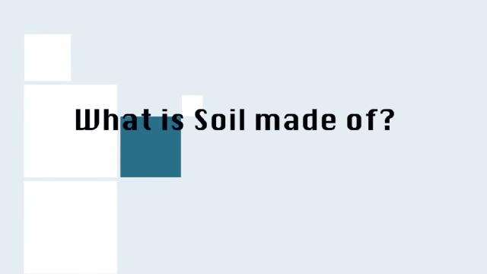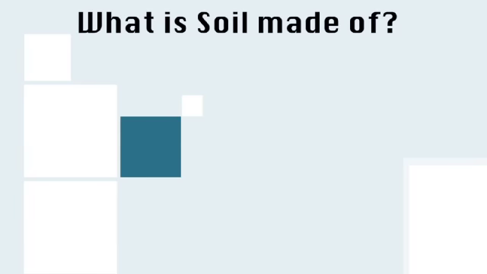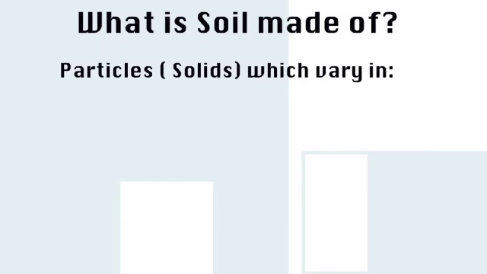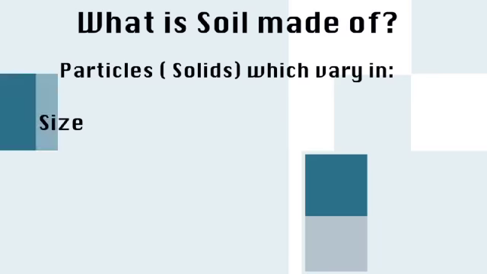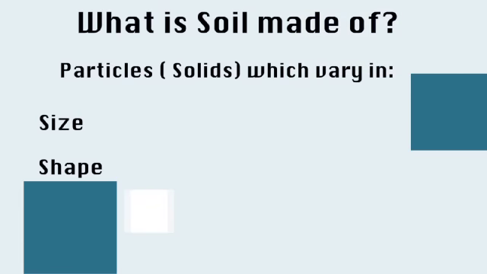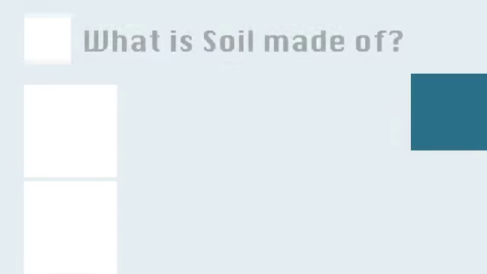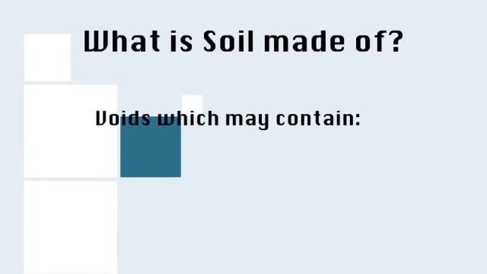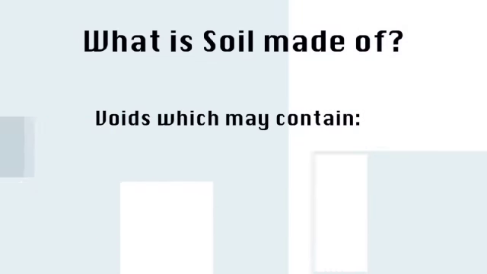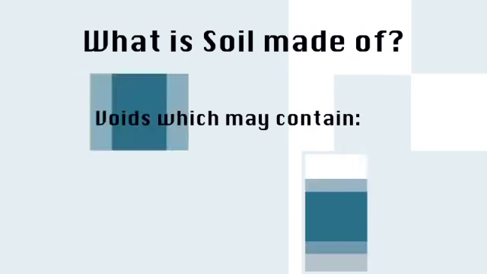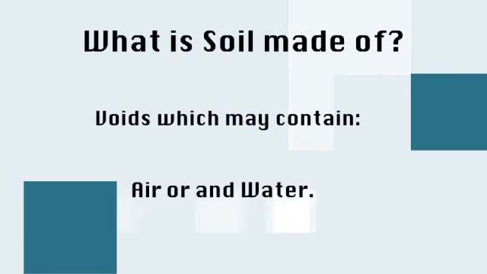What is the makeup of soil? Soil is composed of solids and voids. The solids have different sizes, they are of different shape, they have a different mineral content, and of course, they have a different mass. The voids, on the other hand, are the open spaces and may contain air, ore, and water. And that makes up soil.